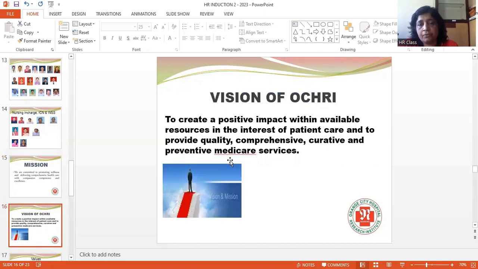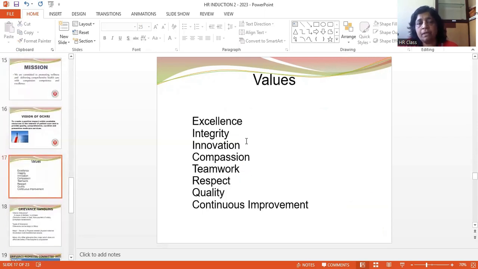What is the vision of Orange City Hospital? To create a positive impact within available resources in the interest of patient care and to provide quality, comprehensive, curative, and preventive Medicare services. The values are excellence, integrity, innovation, compassion, teamwork, respect, quality, and continuous improvement.